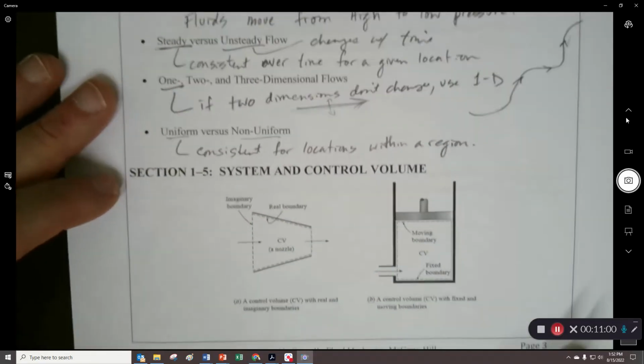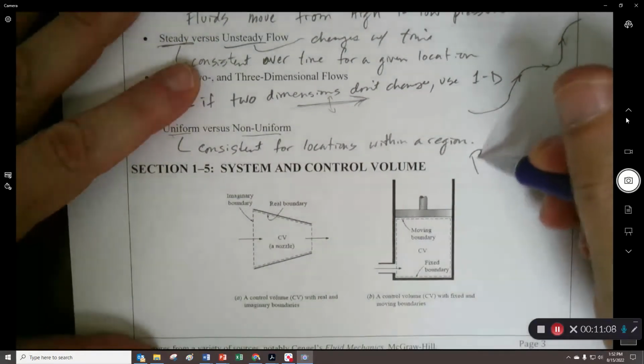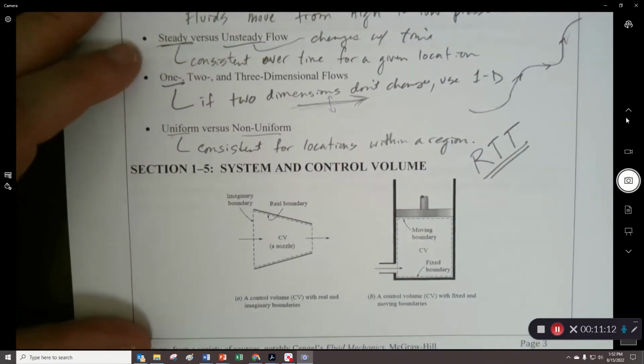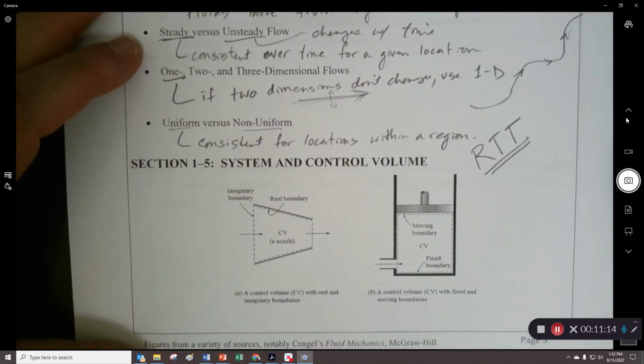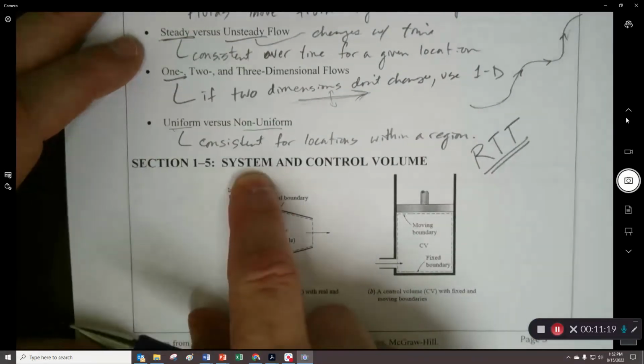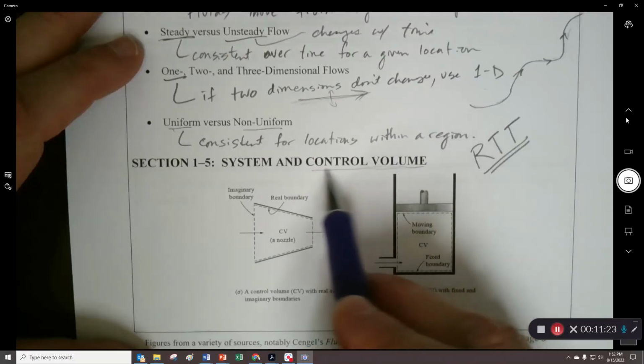Okay, so here we're going to start off with an introduction to the system and control volume. This is really relevant to something we'll cover later on called Reynolds Transport Theorem, RTT, several weeks from now. But we define a system and a control volume. The control volume is probably the more important thing, right?